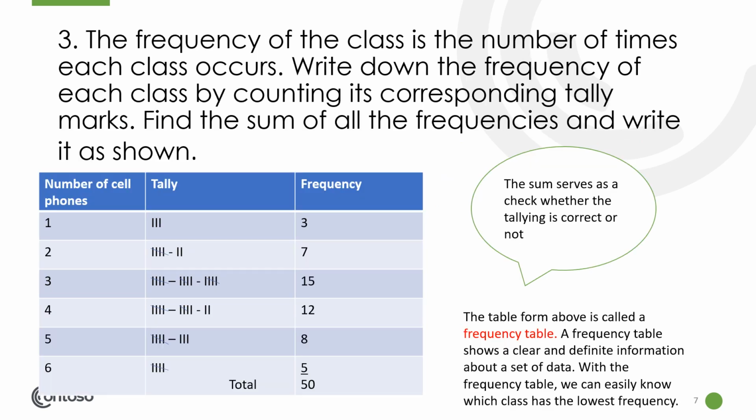Okay. So, step 3. The frequency of the class is the number of items each class occurs. Write down the frequency of each class by counting its corresponding tally marks. Find the sum of all the frequencies and write it as shown.